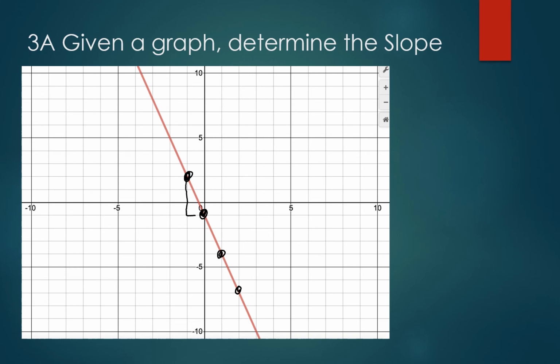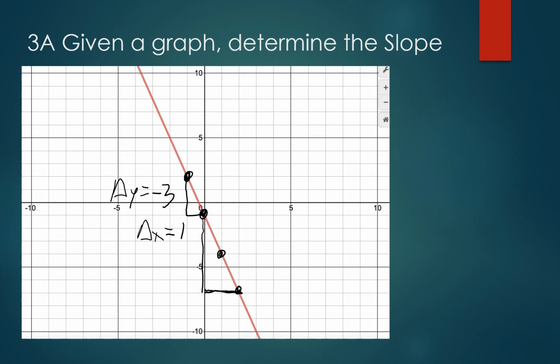So notice that the line is decreasing. So my change on the vertical leg, so my change in y is negative 3. My horizontal change is 1, so my change in x is 1. I'm going to skip this point, and I'm going to draw my triangle all the way down here to connect with this point. The reason I could do that is because these two triangles are proportional.